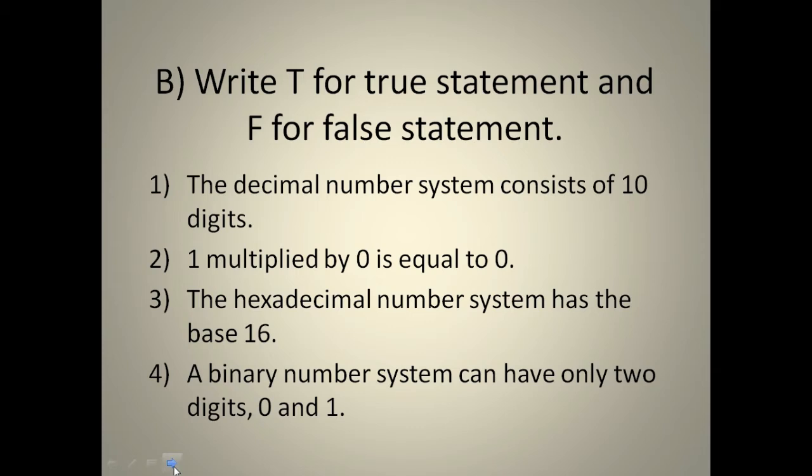Number 3, the hexadecimal number system has the base 16. Hexadecimal has base 16. Correct or wrong, true or false. Number 4, a binary number system can have only 2 digits, 0 and 1. Binary numbers, how many digits do they have, whether 0 and 1 or maybe some others. You have to write T or F.